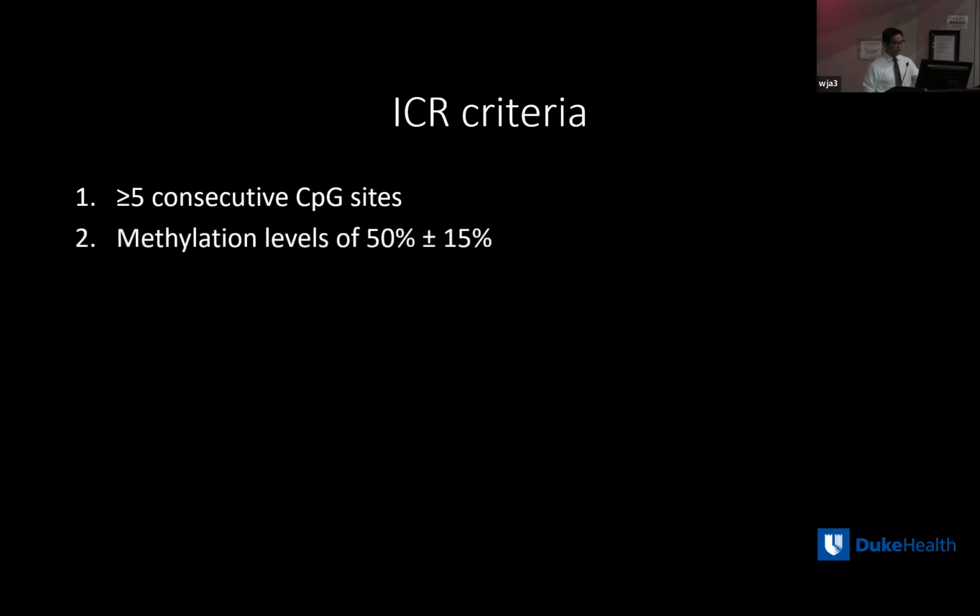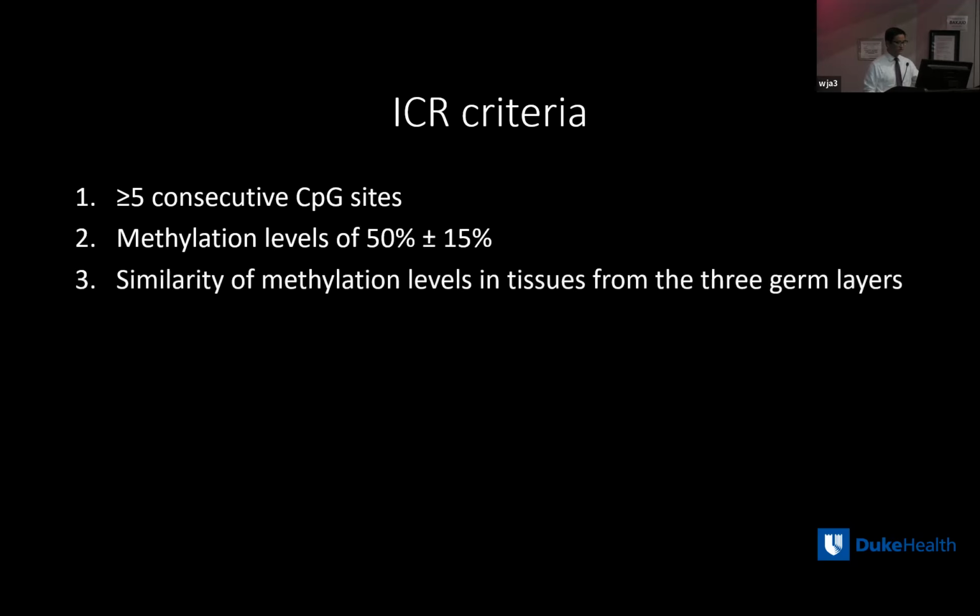Now, I'll just go back through the ICR criteria one more time. Consecutive CpG sites, 5 or more, methylation of 50% plus or minus 15%, and then it has to have the same methylation level in all 3 germ layers.